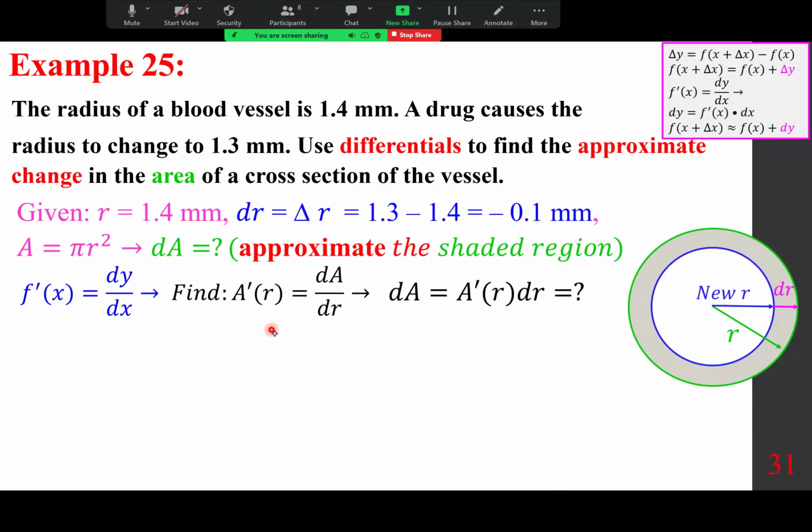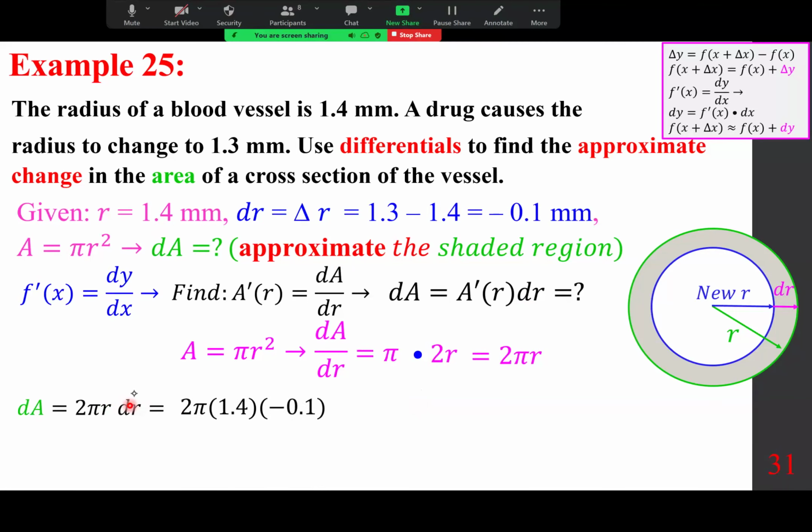To do so, we are going to find A prime of r, or dA/dr, using the fact that A equals pi r squared. Pi is a number, r squared becomes 2r, and therefore dA/dr is 2 pi r. What is dA? It's 2 pi r times dr, and r is 1.4, the original radius. dr is negative 0.1. If you keep it as a pi, you get negative 0.28 pi millimeters squared. If you change it to decimal, this is what you get, but stick with the exact answer.